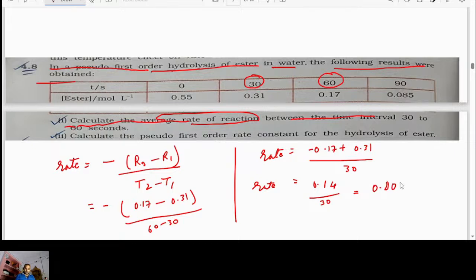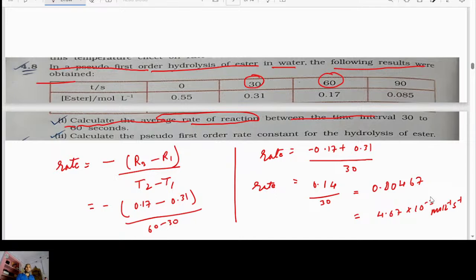0.00467. So here what will come, student? 4.67 into 10 power minus 3. What is the unit of rate? Mole liter inverse second inverse. So this is the answer 4.67 if you are checking the question, student. So it is extremely correct, student.